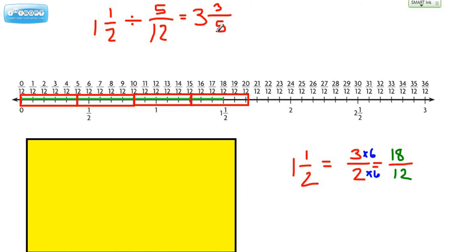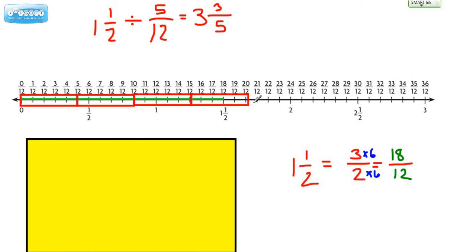All right, now let's talk about if you had to explain where this 18/12 came from, which is the dividend. 1.5 as an improper fraction is equal to 3/2. And since we're breaking this up into 12ths, we would want to, for modeling purposes, rethink this as 12ths. So 3/2 is equal to 18/12.